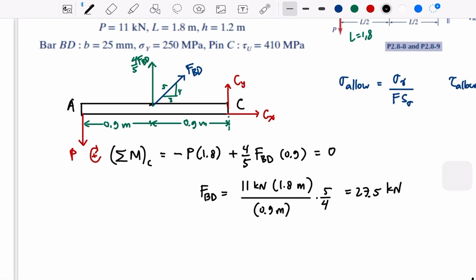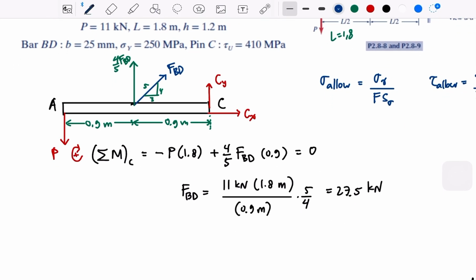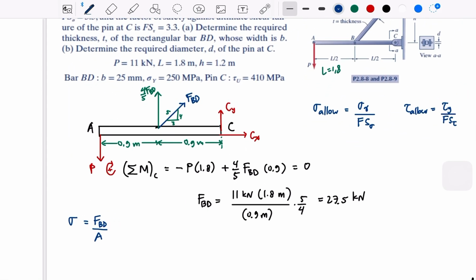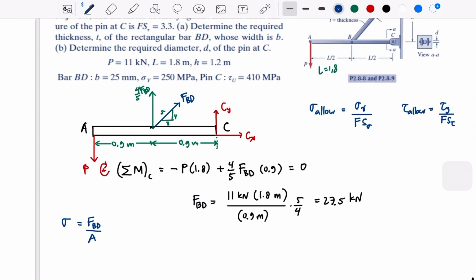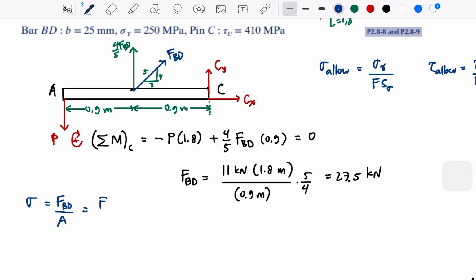Okay, now sigma. Now we can say the FBD is the force that is required for our sigma. So we can take the FBD over A, right? Now the cross section of the BD is B times T, right? So this is FBD and then BT.